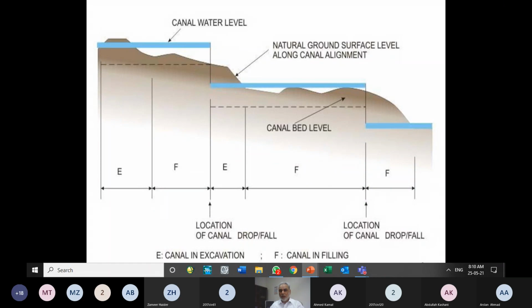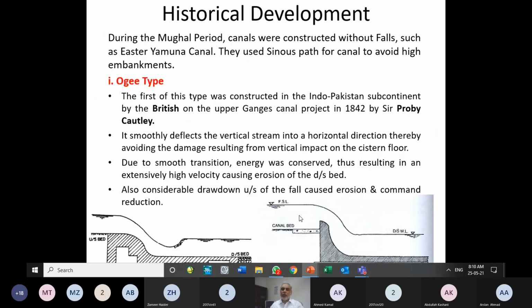combining low number of falls with higher fall height. He should compare the cost of this scenario with the many number of falls with the small fall height, low number of falls with high canal fall, and many number of falls with small fall height. So its economic comparison should be done, and then it should be decided how many number of falls are necessary.